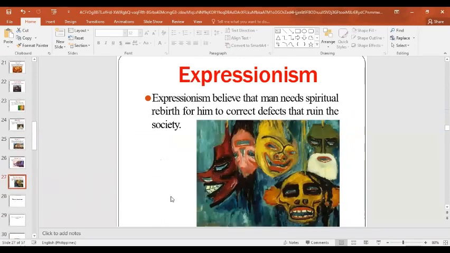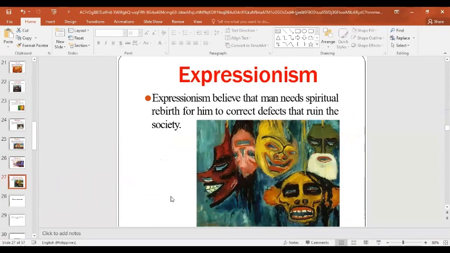expressionism. When we talk about expressionism, this art movement was begun during the first decade of the 20th century in Germany, where this art style was introduced, and expressionists believe that man needs some spiritual rebirth for him to correct defects that ruin the society.